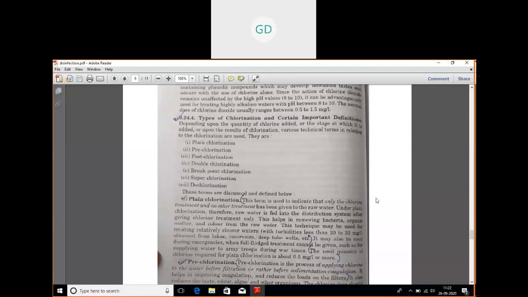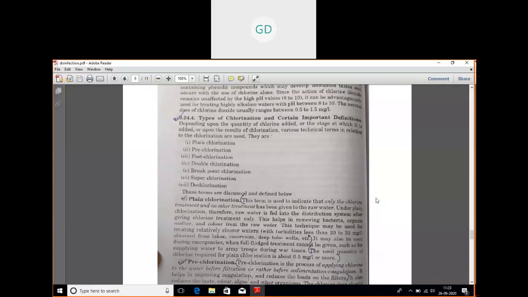So plain chlorination is basically when no other treatments are given to the water. Like we have studied screening, then plain sedimentation, then coagulation, filtration. So all these things we have studied. When none of these treatments are given to the water and only chlorine is added directly to the raw water, that process is known as plain chlorination.